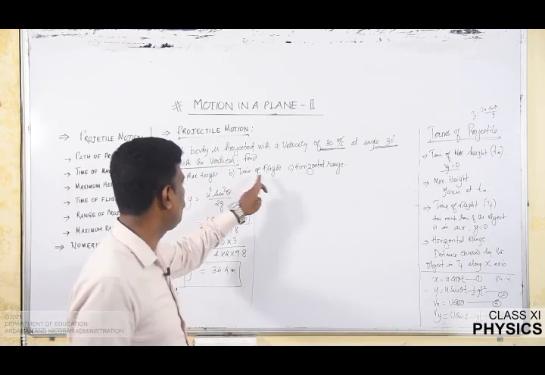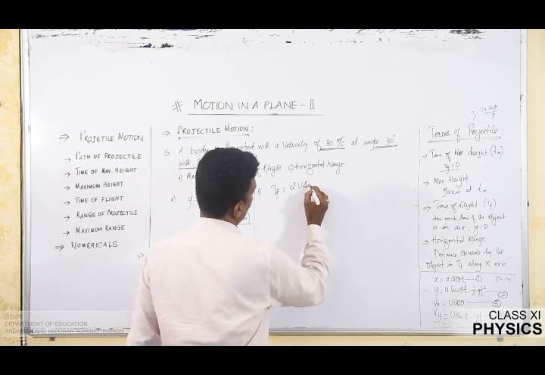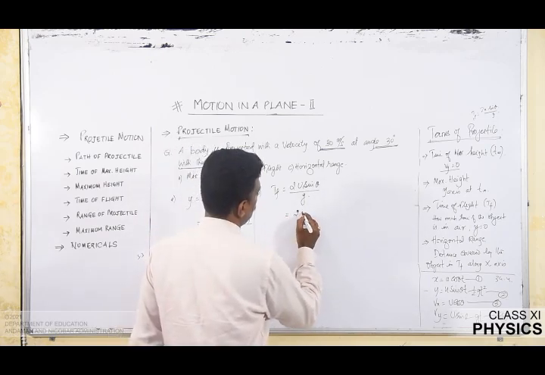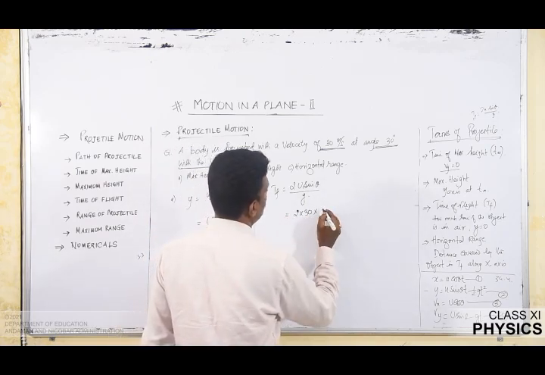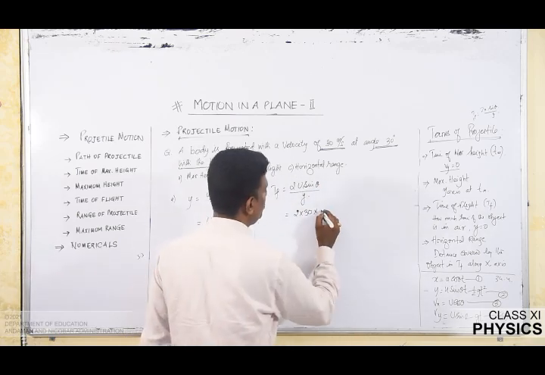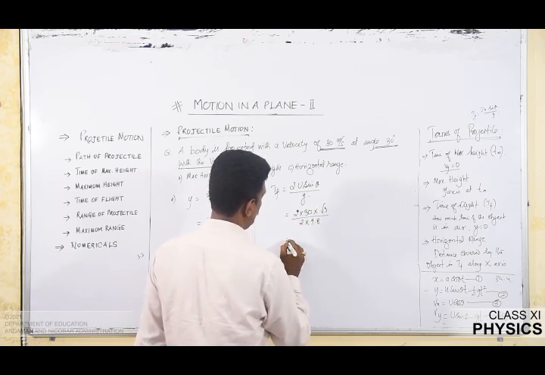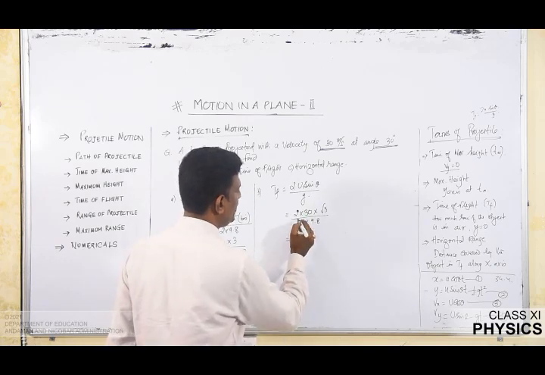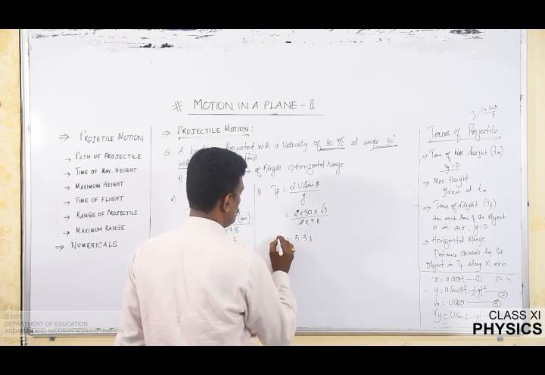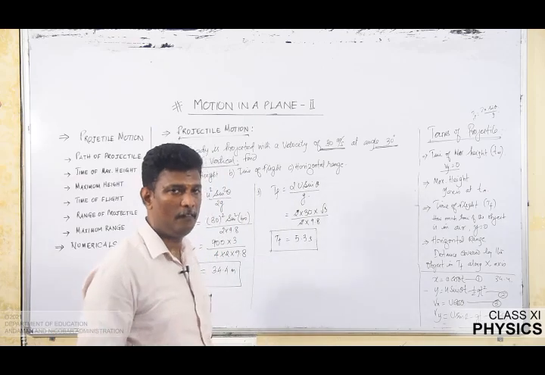Next is time of flight. We know Tf is equal to 2u sin theta by g. Putting the value 2 into 30 into sin theta, that is sin 60, that is root 3 by 2, into g is 9.8. On simplification, these two will get cancelled. We will be having 5.3 second. So, we have calculated total time taken by the object in flight.